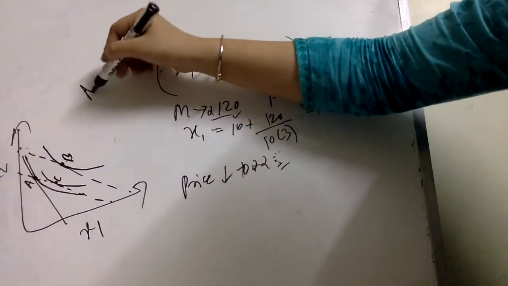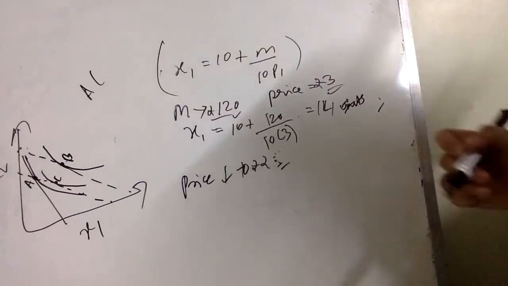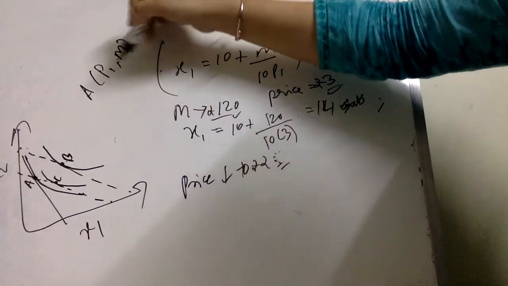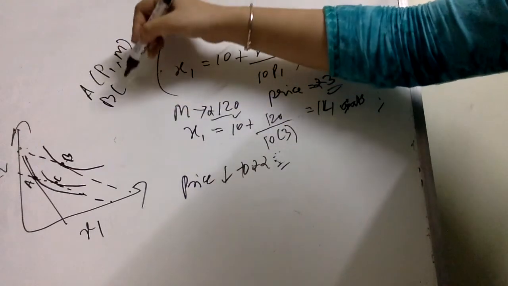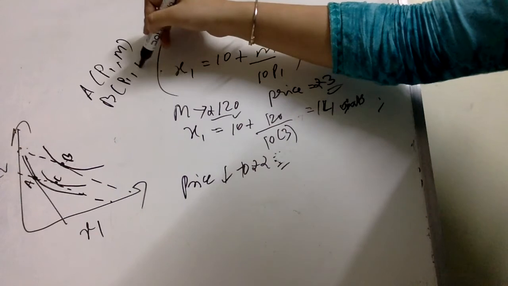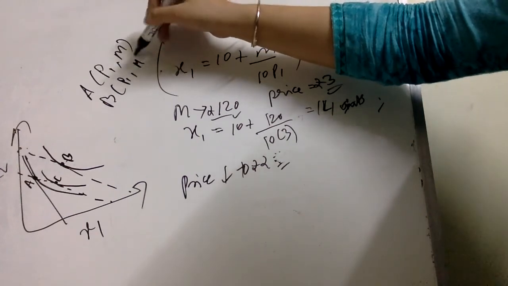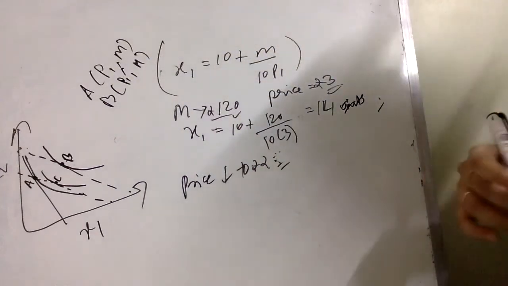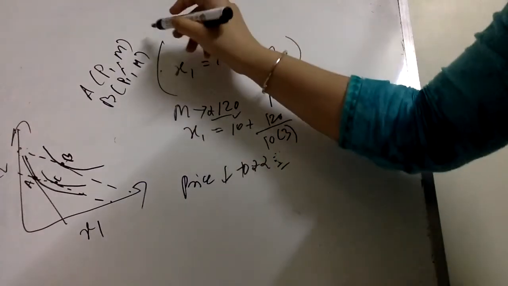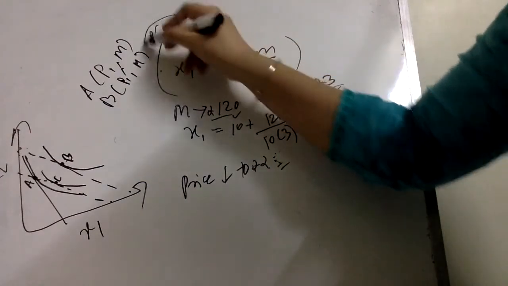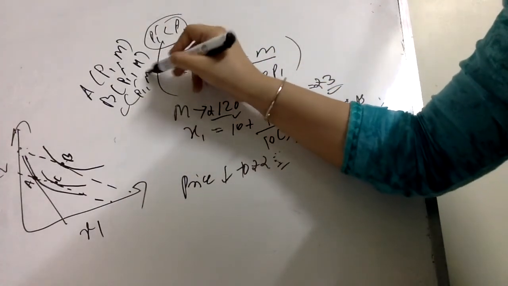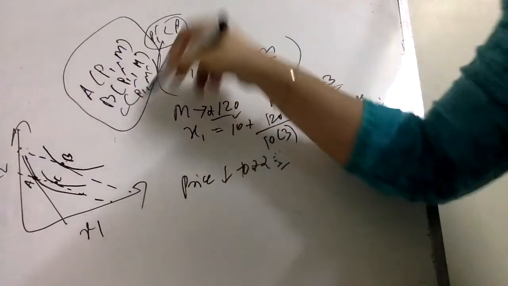So point A corresponds to P1, M. Point B corresponds to P1 prime, where P1 prime is the lower price, P1 prime is less than P1. And point C corresponds to P1 prime and M prime. Okay, let's compute all of it.